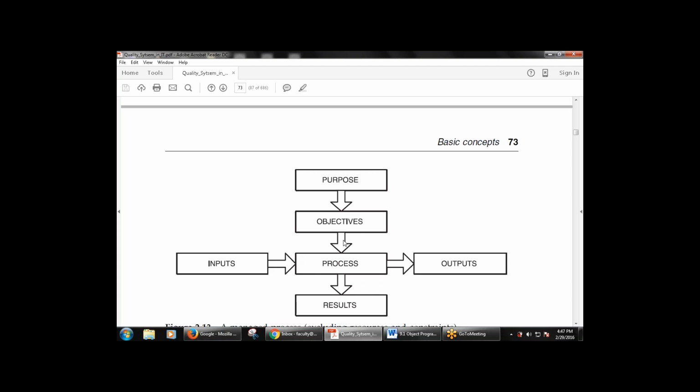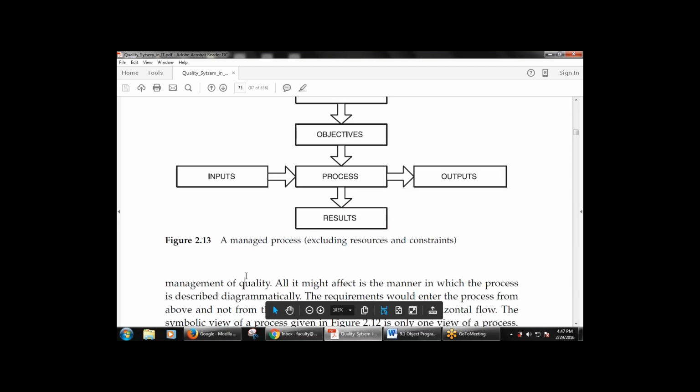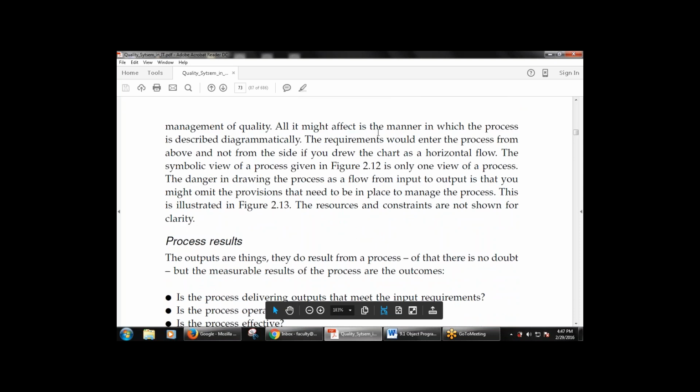Then there is a purpose, objective, process, result, input, output. That is the managed process. All that is required is the manner in which the process is described diagrammatically. The next is the process result.